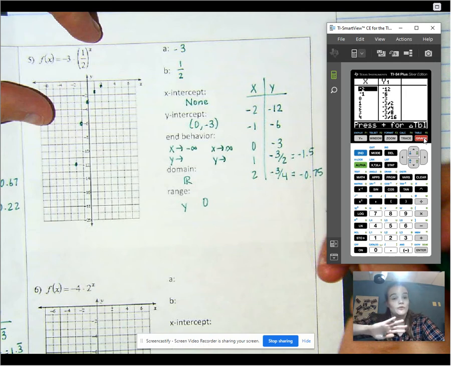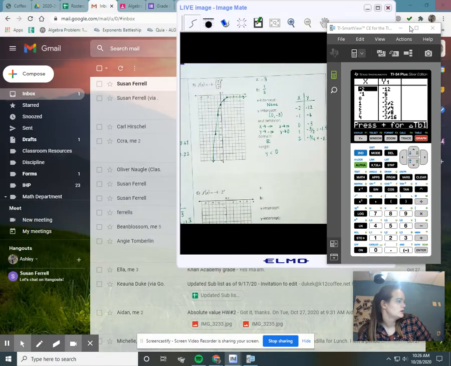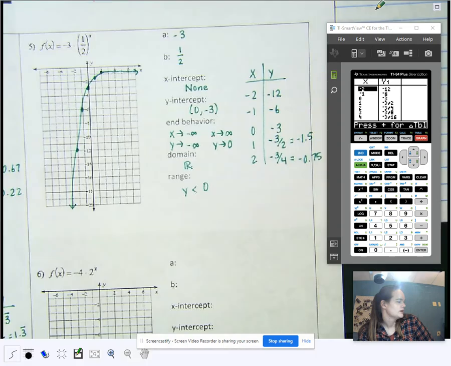That one kind of looks like it's flipped over. That's okay. It can be in any direction. Okay. In behavior, when x goes towards negative infinity, so does y. When x goes towards infinity, y goes towards 0. Domain is all real because it's pointing left and right. Range is numbers less than 0. My screen froze, so make sure you get all that.